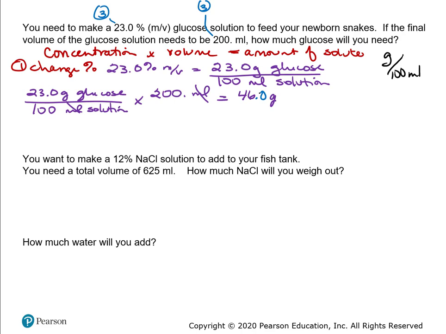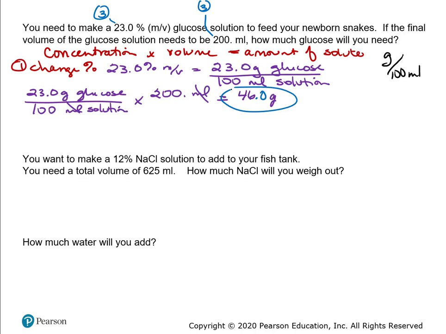Remember, zeros at the end of a number that has a decimal place are always significant. So 200. with a decimal place means it's exactly 200 mils. That's 3 significant figures in that number. 23.0, because the decimal place is 0 after, is significant. If I just said 200, it would only be 1. But 200. with the decimal place means it's much more exact than just saying, oh, about 200. That's really saying it's exactly 200. So that's why I would need to add that decimal place 0 at the end.